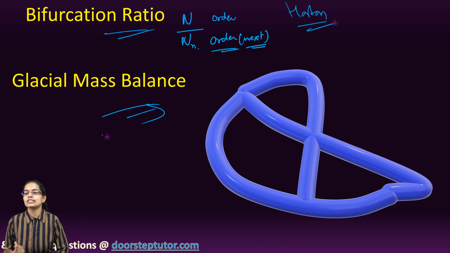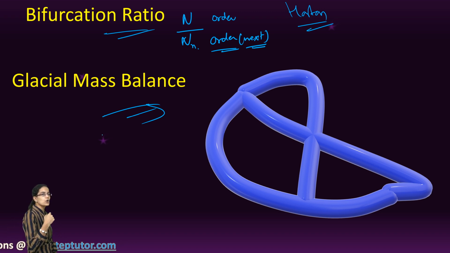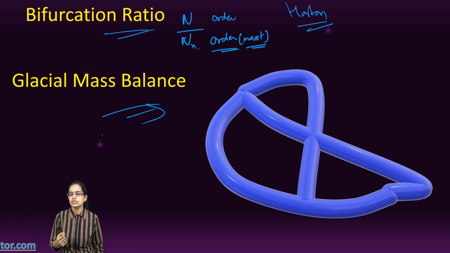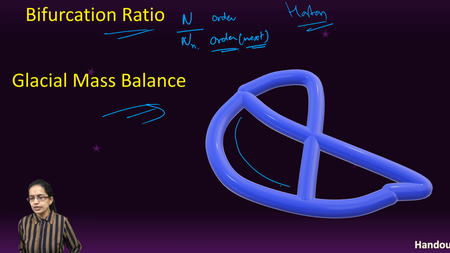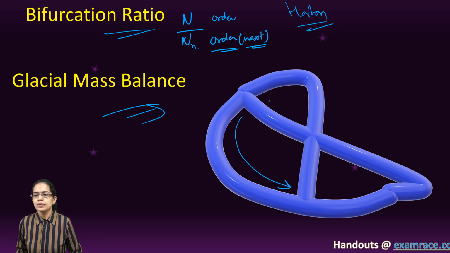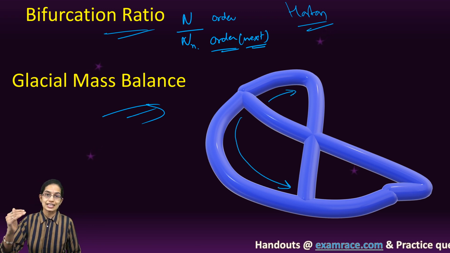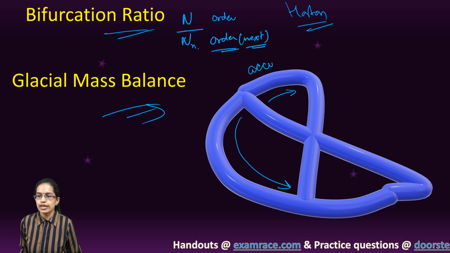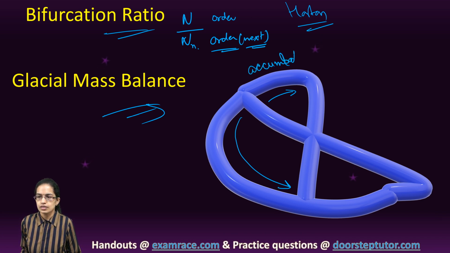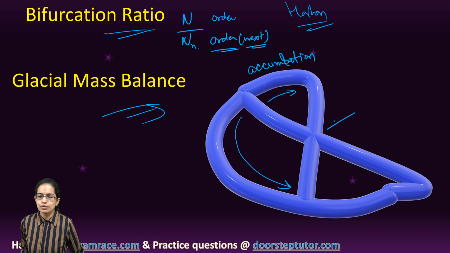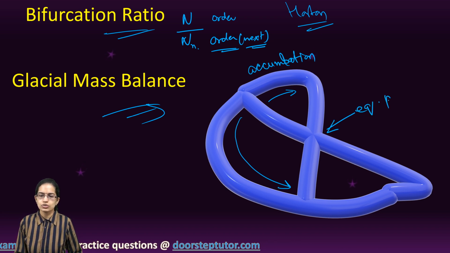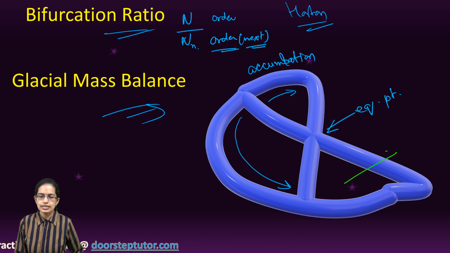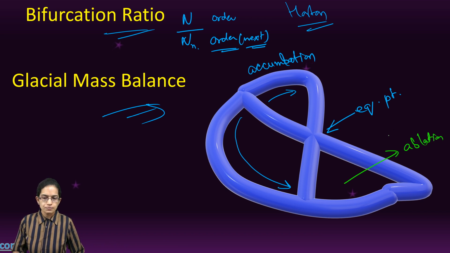The next is, when it comes to glacial topography, you have glacial mass balance. Now this is important. You have the movement of the ice that occurs in this direction. Now this is the zone of thickening. So this is the zone of accumulation. Then you have the point where it is common, so it's the equilibrium point, and this is the region of ablation where you have the accumulation which is less than the erosion.